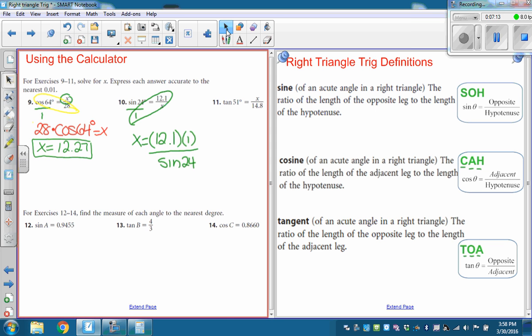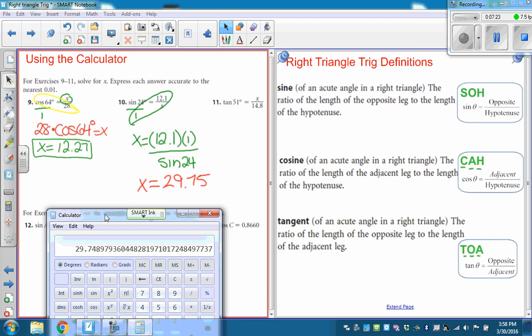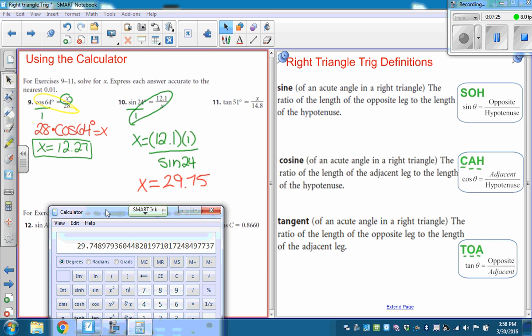So x is 29.75. And you need to see where I got the 5 from. I rounded up.